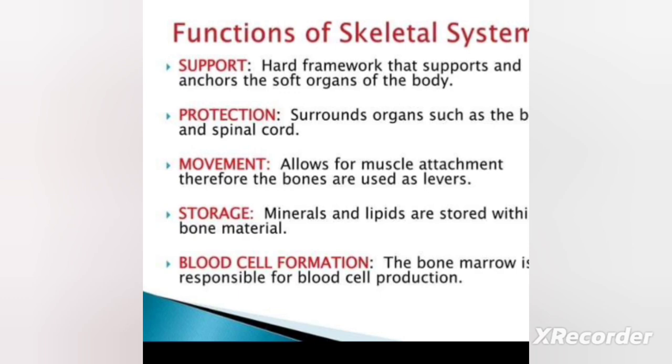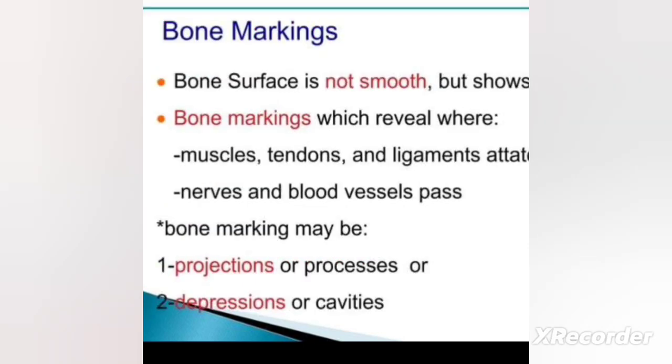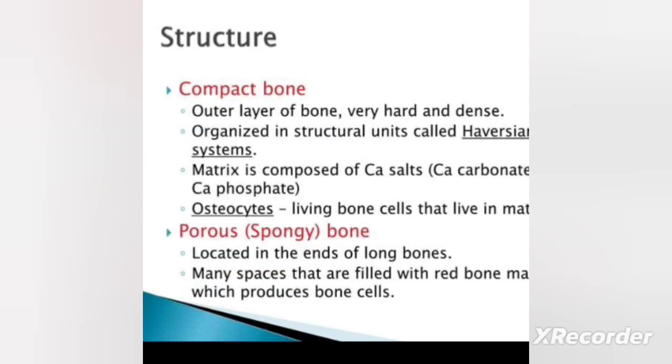Next is blood cell formation. The bone marrow is responsible for blood cell production. Next is bone markings. The bone surface is not smooth but shows bone markings, which reveal where muscles, tendons, and ligaments are attached, and where nerves and blood vessels pass. Bone markings may be projections or processes. Next is depressions or cavities.